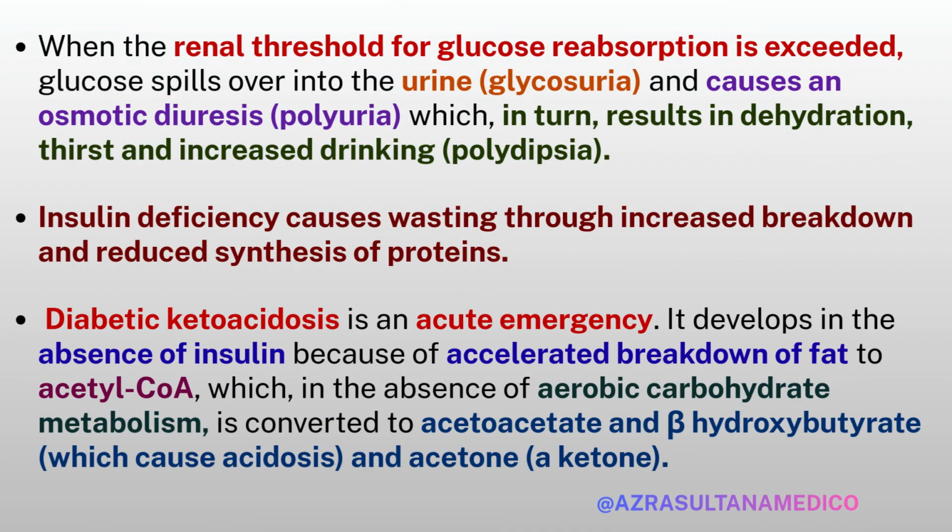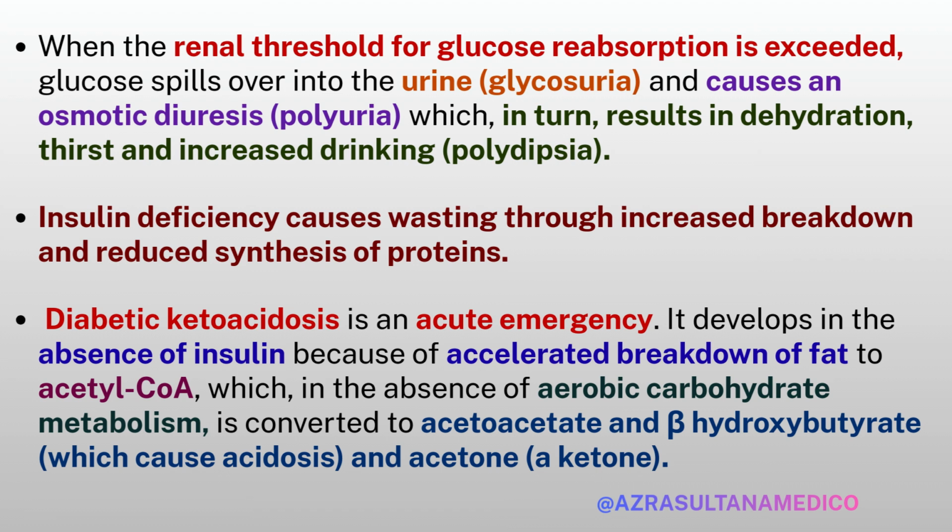When blood glucose levels rise above the renal threshold for glucose reabsorption, the kidneys can no longer reabsorb all the filtered glucose. As a result, glucose spills into the urine, a condition known as glycosuria. The presence of glucose in the urine draws water with it, causing osmotic diuresis. This leads to excessive urination, or polyuria. Because of this fluid loss, the body becomes dehydrated, triggering intense thirst and increased fluid intake, known as polydipsia.